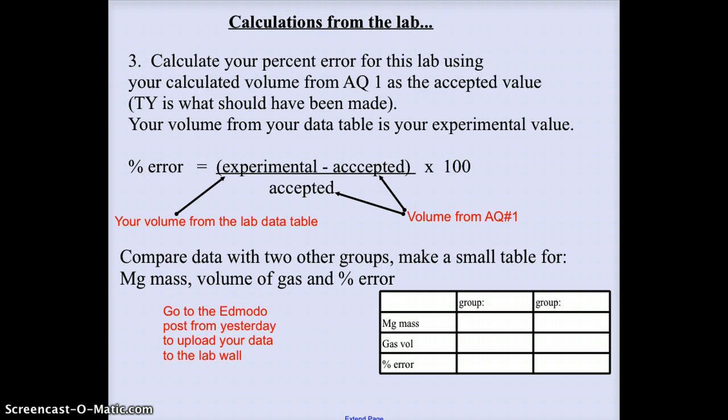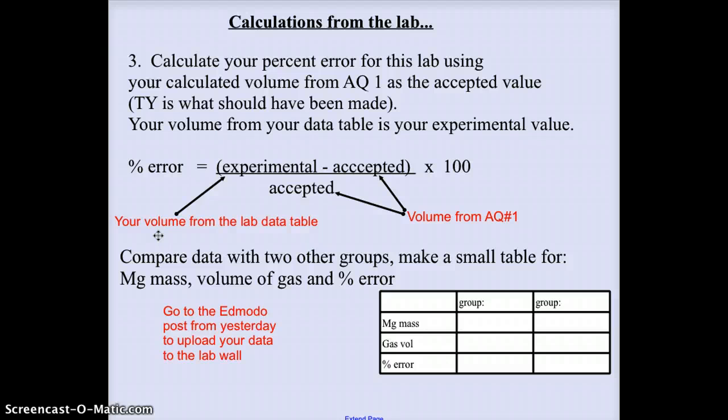All right, we're going to move on to calculation number 3. This is the one that we were working on when class was ending, and some of you may not have completely finished this one. To calculate your percent error, your calculated volume from analysis question number 1 is the accepted value. So again, I'm pointing that out down here. The formula for percent error is: take your experimental value. So this is going to come from your volume from the data table. So look back at the data table. What was your volume?